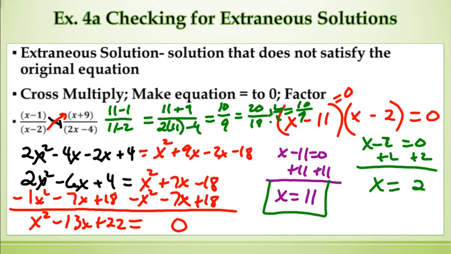Now if I want to check to see if 2 would work, if I put 2 in here, right here you can already see 2 minus 2 gives me 0. 2 minus 1 is 1. 1 divided by 0, that cannot work. So x cannot equal 2, because this would be your extraneous solution. So the only solution that works is x equals 11.